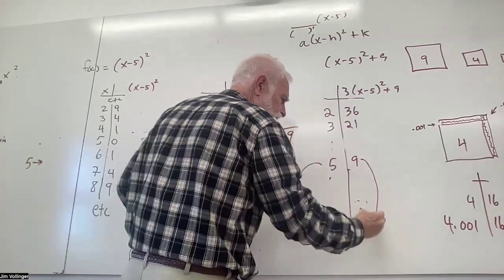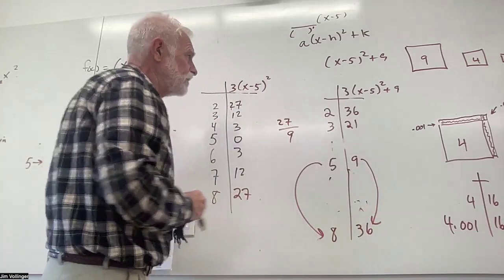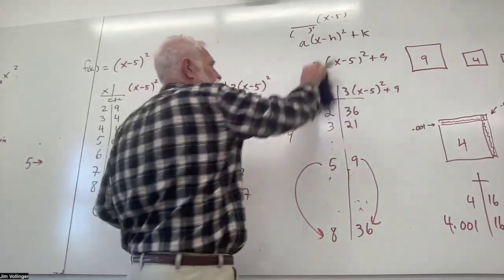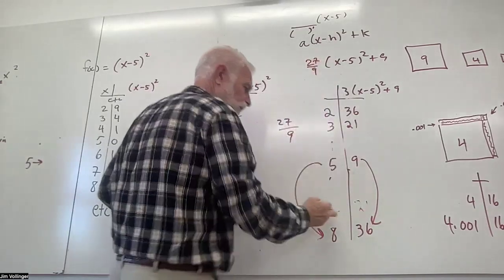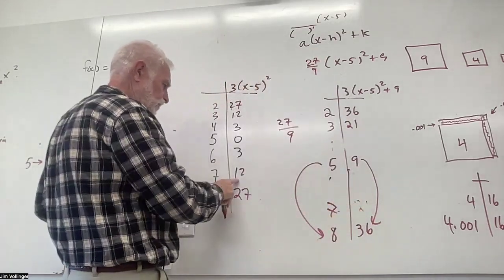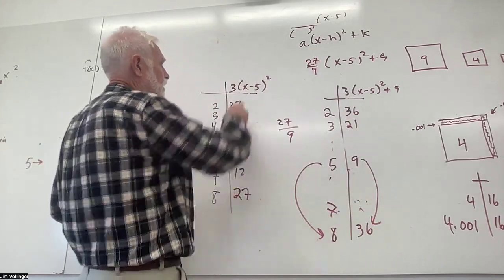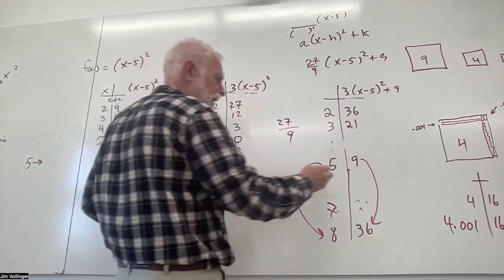And how did I go from 9 to 36? I went up 27. My goodness, that's 3. There must be a coincidence here. 27 over 9. Boy, I wonder if it works for 7 gets me 36. What was it? 7 gets me 3 plus 9, right? So where the heck am I? 7 minus 5, 2 squared, 4, 12. 12 plus 9, I guess I had a 21 here.